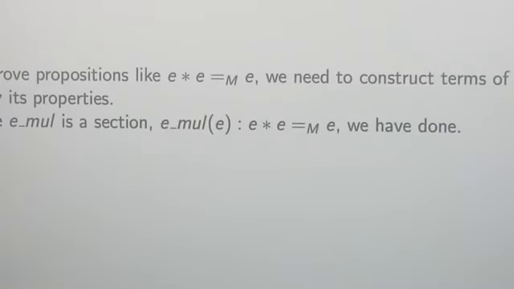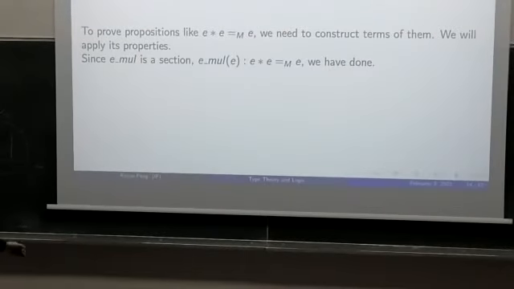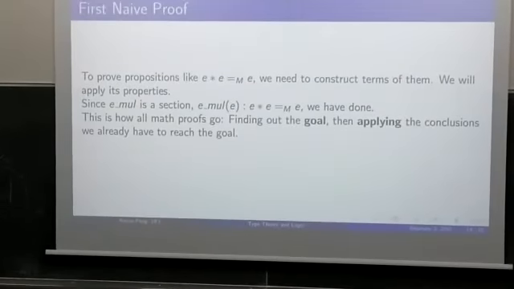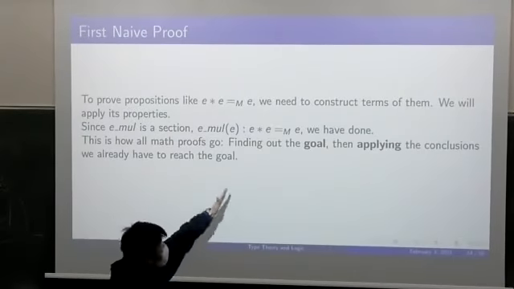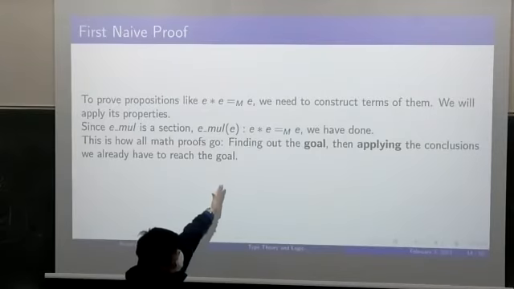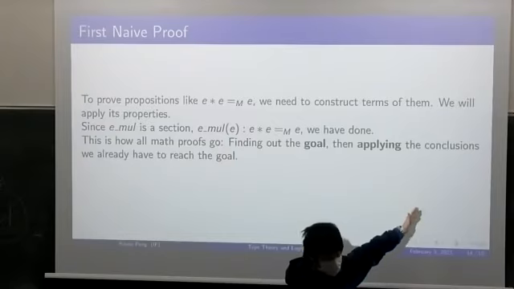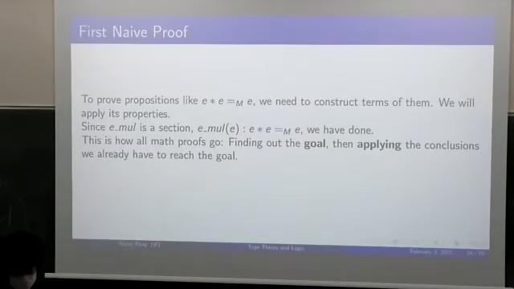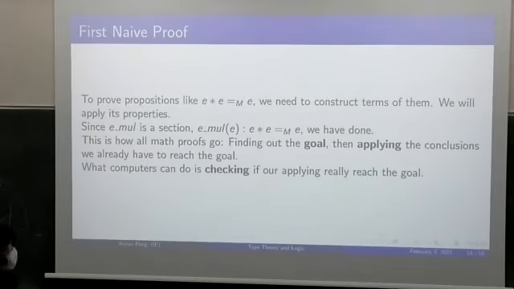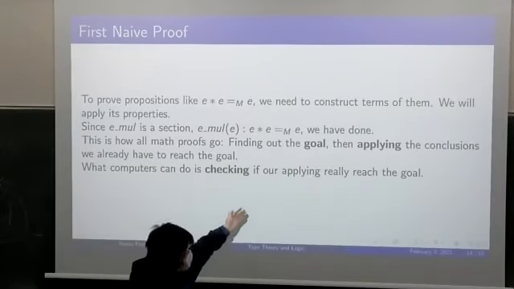Any math proof follows this kind of steps. First we need to clarify our goal. We need to find out what our goal is, and then we try to apply the conclusions we have to reach this goal. As this example shows, what the computer can do is check if our application will really reach this goal.